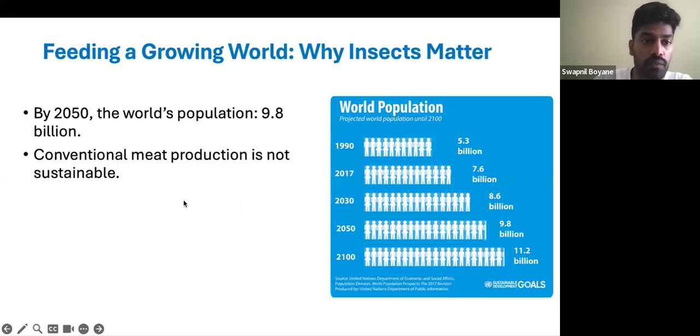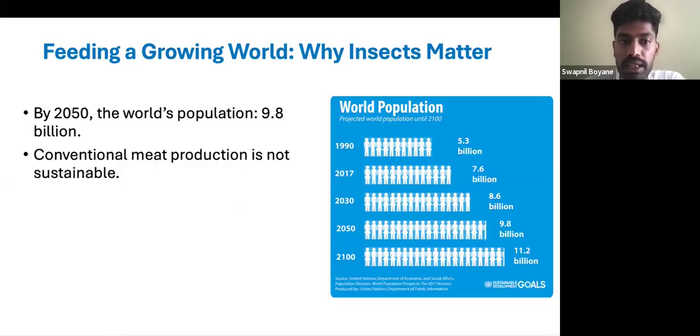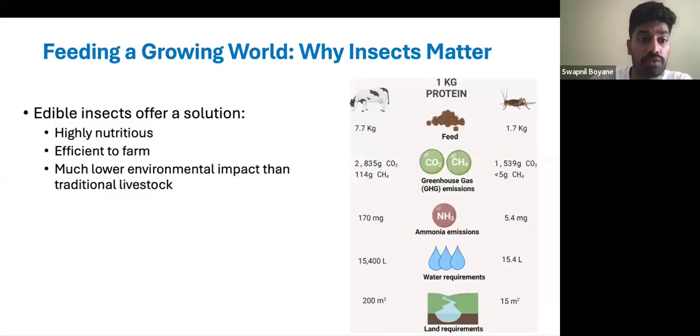World population is going to increase day by day. So if it is going to increase, conventional meat products like chicken, pig, or beef are not going to be enough. So what should we do if conventional meat production is not going to be sustainable? Well, we have an option, and that's going to be insects. So why not edible insects? Because they are highly nutritious, they are efficient to farm, and they have a much lower environmental impact than traditional livestock.